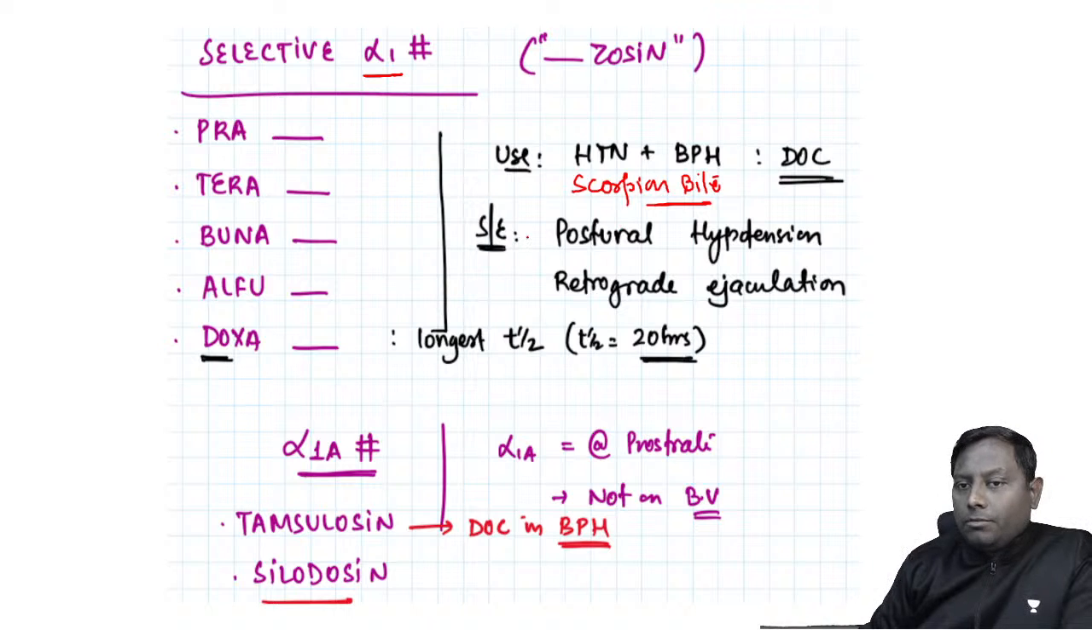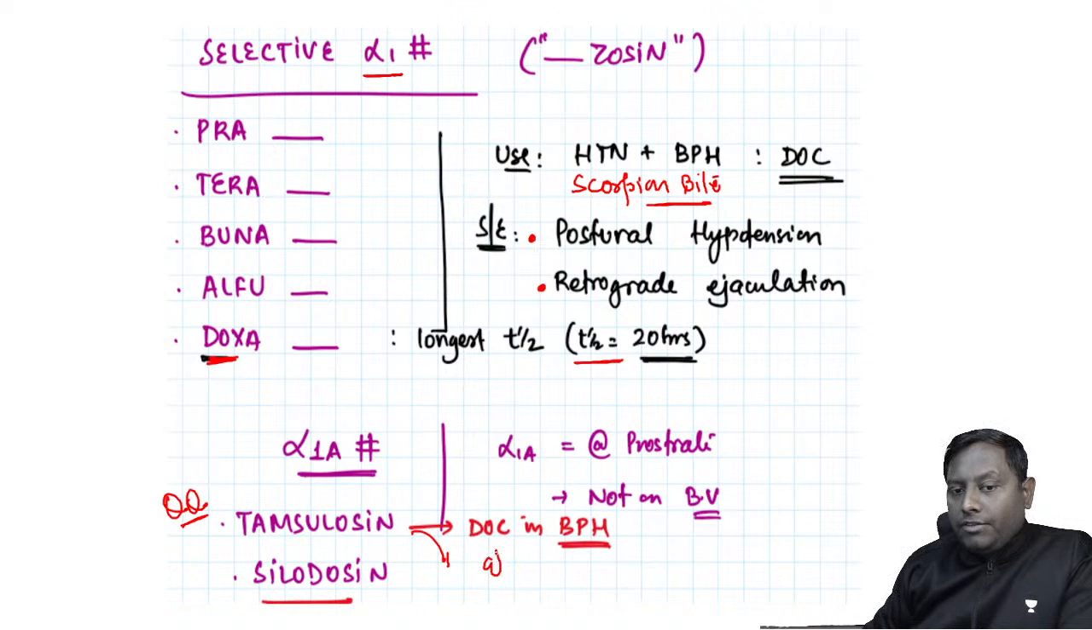They have a side effect called postural hypotension and retrograde ejaculation. Doxazosin is the longest acting among them. If a patient comes with only BPH, the drug of choice is going to be Tamsulosin. Remember, Tamsulosin is also associated with a condition known as floppy iris syndrome or flaccid iris syndrome.